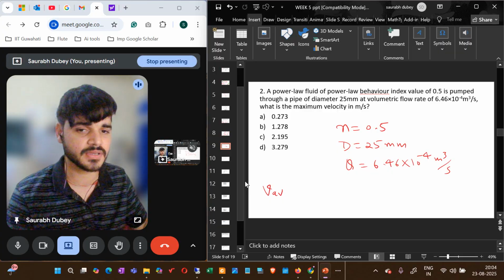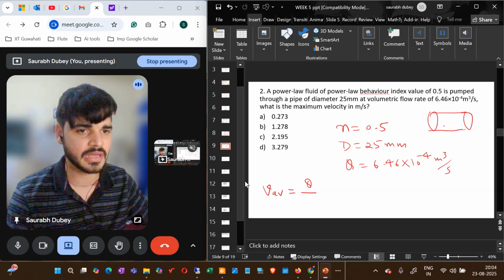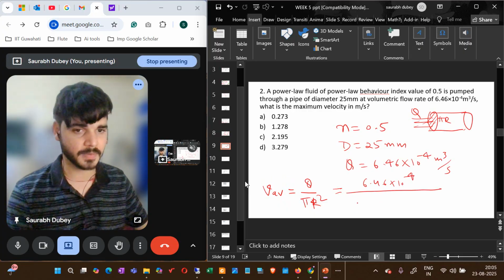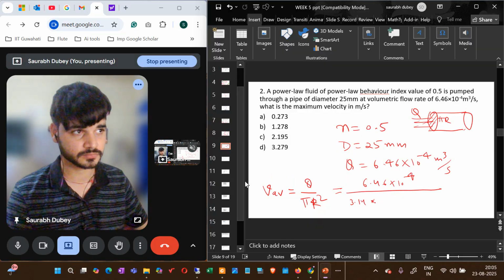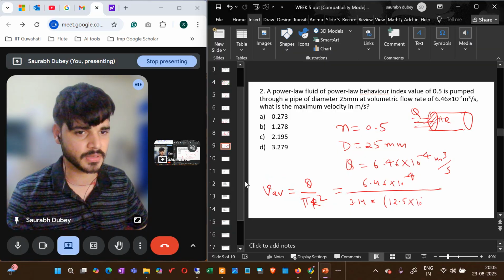So you know that V average, once volumetric flow is given, the pipe is like this, and you have the volumetric flow rate through this pi r square area, right? So then V average can be defined as this, right? Pi r square. Once you derive this, 6.46 into 10 to the power minus 4 divided by pi, 3.14, into r square, that means 12.5 into 10 to the power minus 3, whole square. This will give you 1.317 meter per second, right?